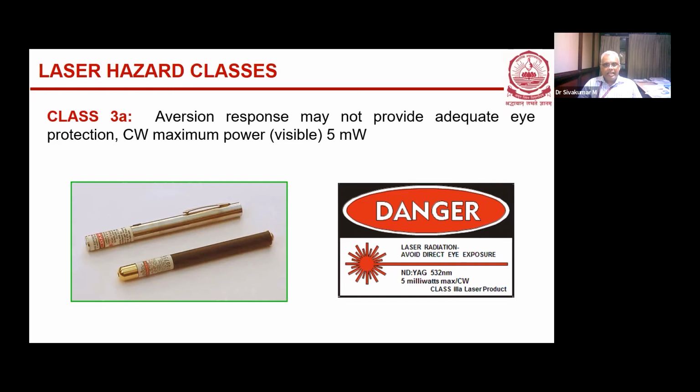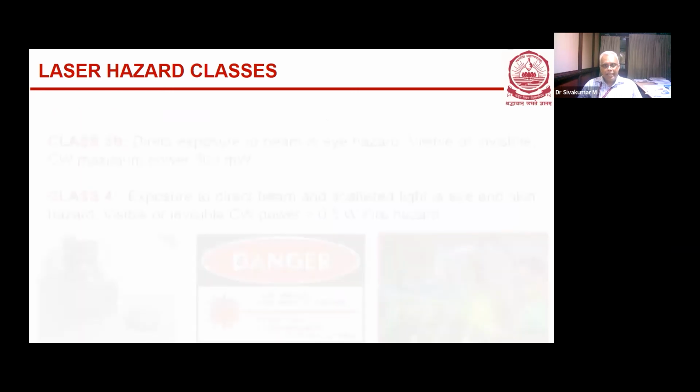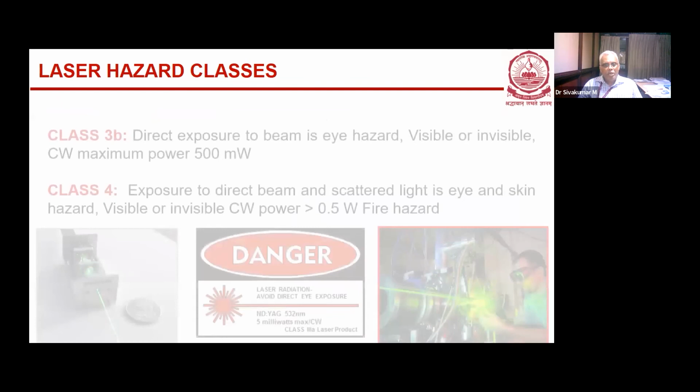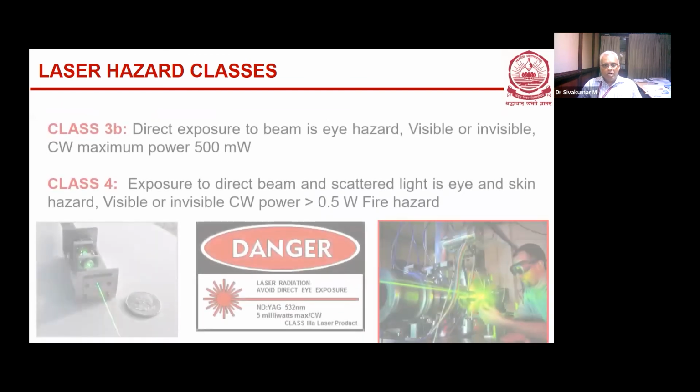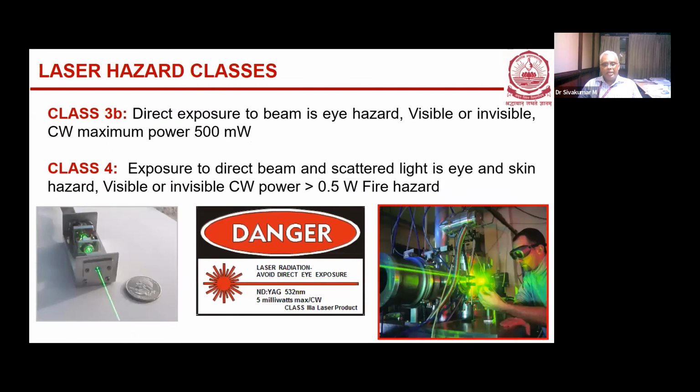This is class 3A, and then there is class 3B. It comes under 500 milliwatt, and then class 4, which is still higher. You can see what kind of warning symbols you have to use, because the person is wearing goggles to protect the eyes and avoid eye injury. These are the classifications that people use worldwide.